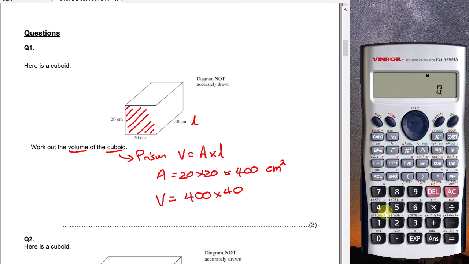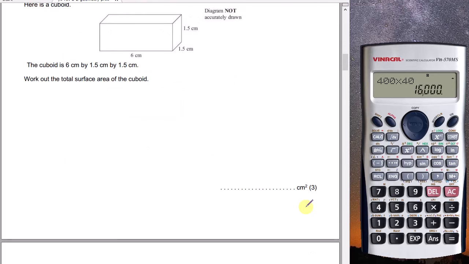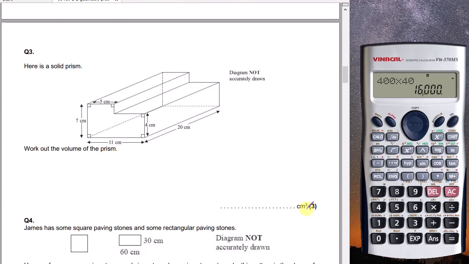Notice this is 400 times 40. Again, sorry, I forgot to check the calculator is in the right mode, it's using decimals, I've got no funny setups. And this says 16,000 centimetres, and the units are cubed. Now, because this is a 3-mark question, I fully expect you to lose a mark if you haven't given the right units. So let's have a quick check in the mark scheme.